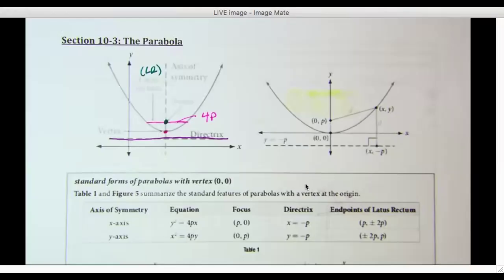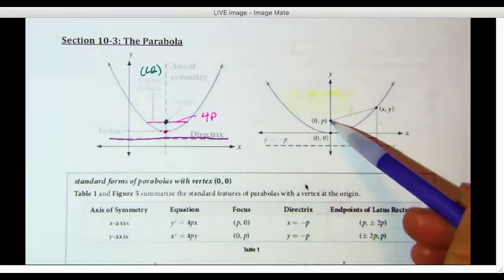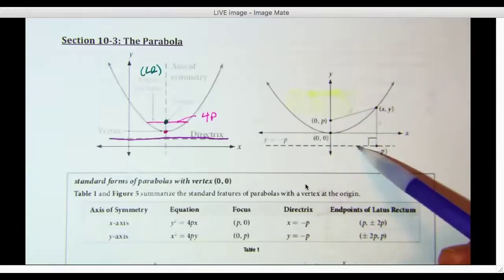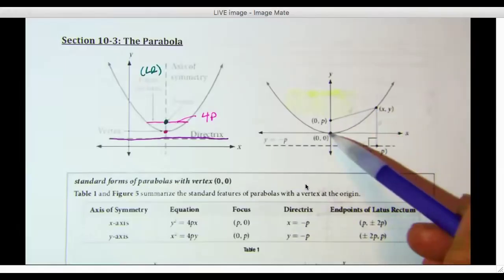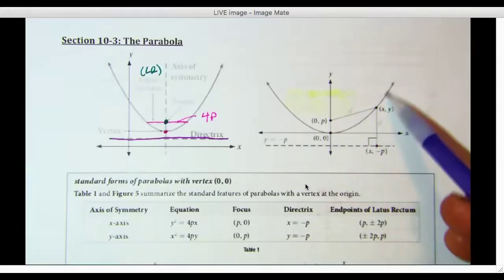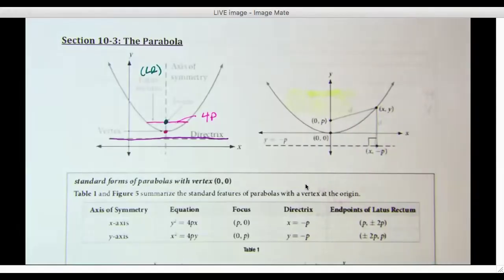The definition of a parabola is the set of points that are the same distance from a point and a line. And that point is the focus, and the line is what's called the directrix. So all the points along this curve, every single set of points along this parabola is the same distance to the focus as it is to the directrix.